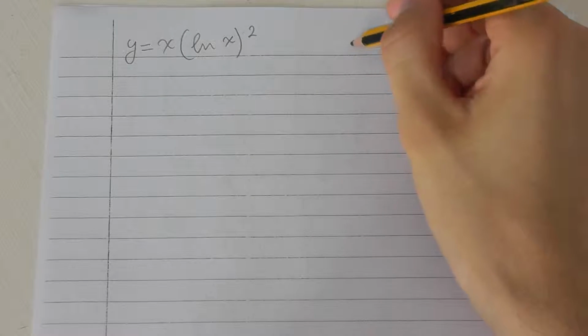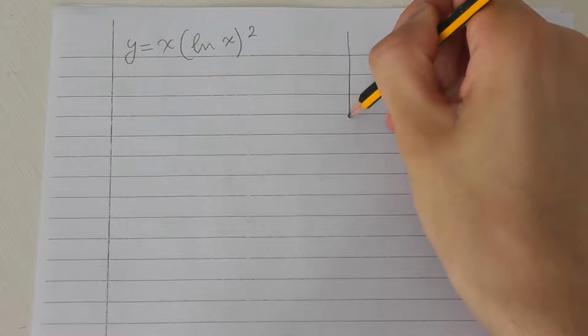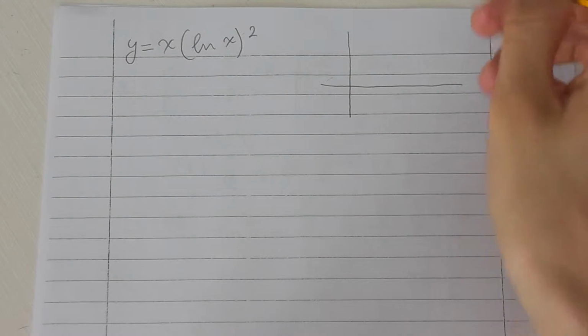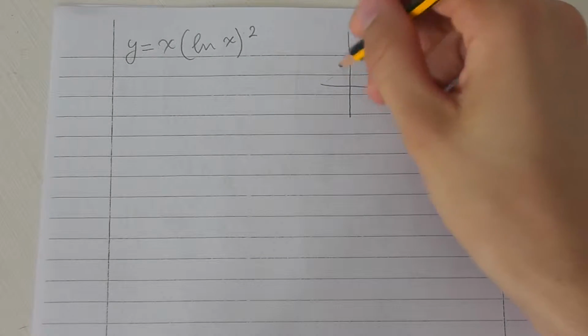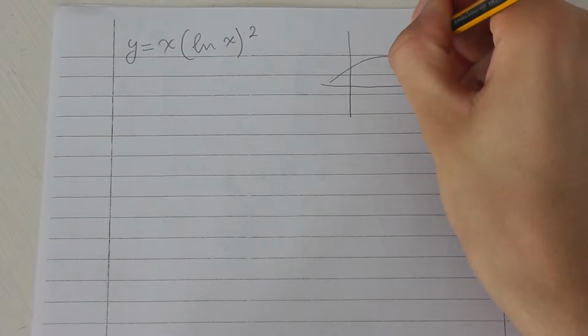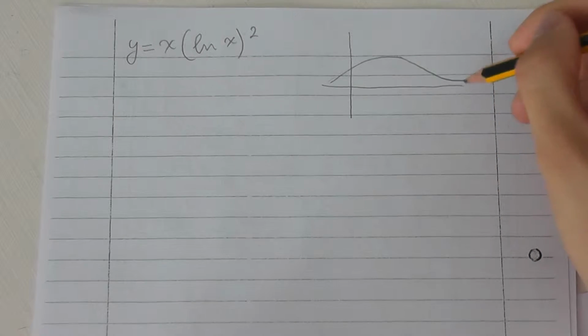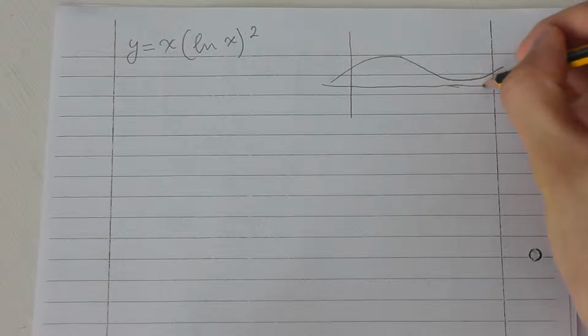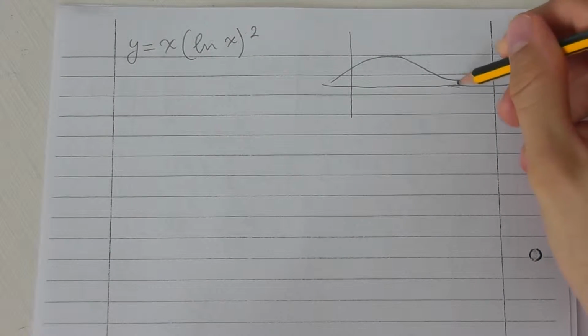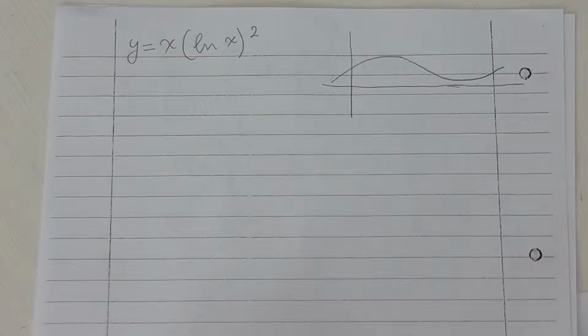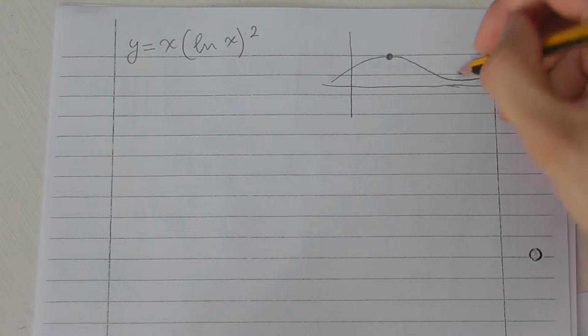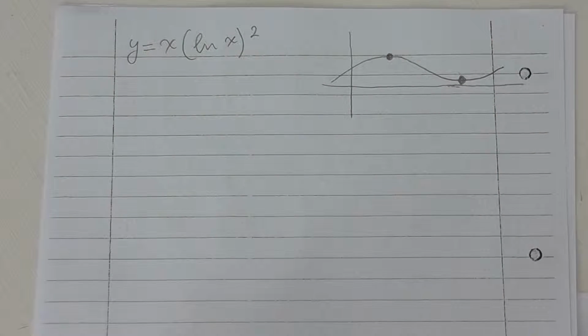Let's imagine, I don't know what this function looks like, but let's imagine that it comes from here. So it has a local maximum here, and then a local minimum here. It should look something like this, although I do suppose it would touch the x-axis. We're going to find out soon. And we need to find this local maximum and this local minimum.